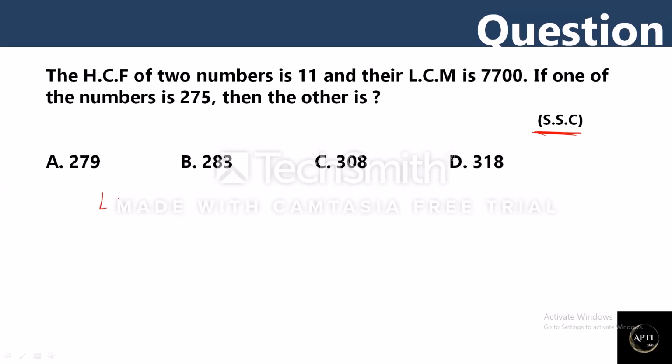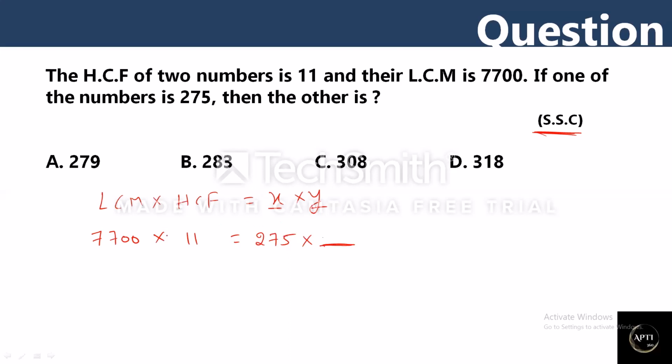Now we already know that LCM into HCF is equal to the product of those two numbers, whatever it may be, X value or Y value. Now we'll try to substitute the values. Already we know LCM is 7,700. Now, what is HCF? HCF is 11. Now, when we multiply these values, they have already given one value. One of the numbers is 275, either it may be X or Y. We need to find the second number.